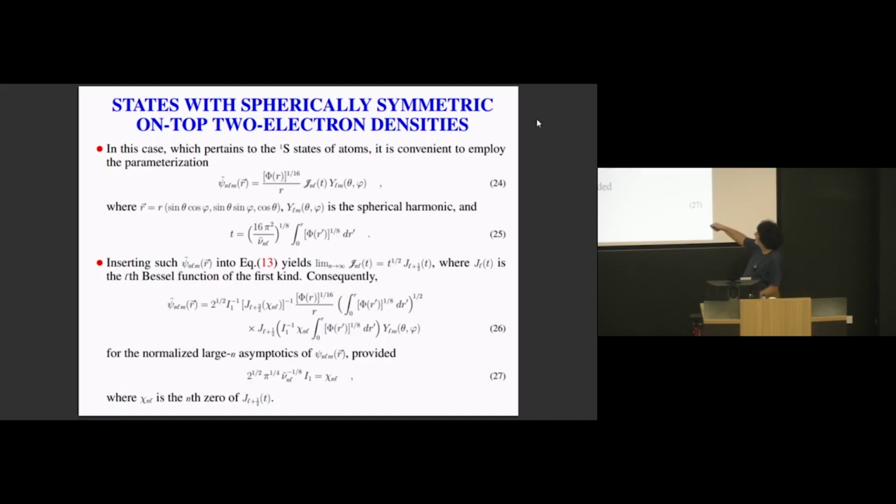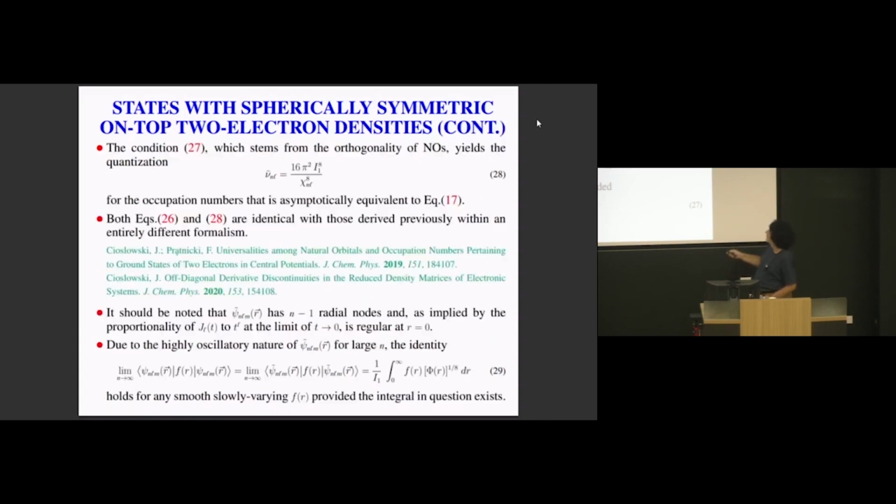So we have this universal equation for an approximation to a natural orbital, and this is all consistent provided we have this quantization satisfied, and this is a zero of a Bessel function, but zeros of Bessel functions have no asymptotics. So at the end, we end up with the following equation for occupation numbers, and this is consistent with what I showed you before, and this is consistent with numerics. So this is very nice. Number of nodes checks, and so on and so on.